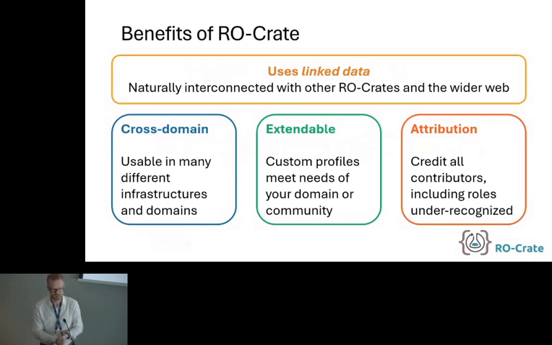Many benefits of using RO-Crate. I'll mention some of these here. It uses linked data, which means RO-Crate metadata is naturally interconnected, interoperable, and queryable. The specification is general enough that it can be used in many different infrastructures and domains to describe all kinds of research objects. There are custom RO-Crate profiles, which I'll mention a few of as we go through this talk, that extend the specification to meet specific needs in particular domains and communities. And it enables credit and attribution for all contributors, including those in typically underrepresented groups, such as people gathering samples or processing sample distribution.